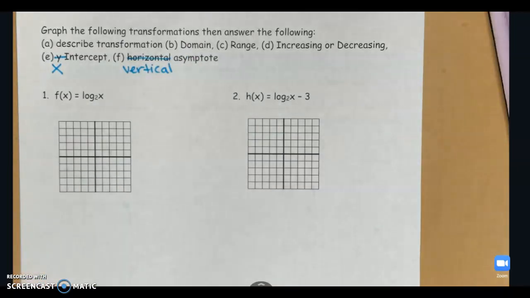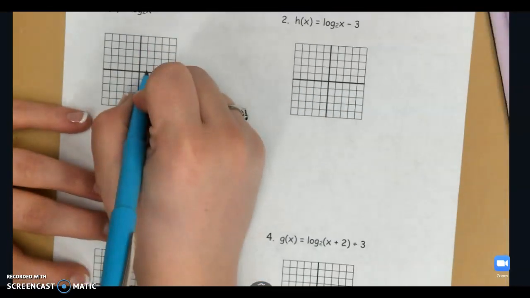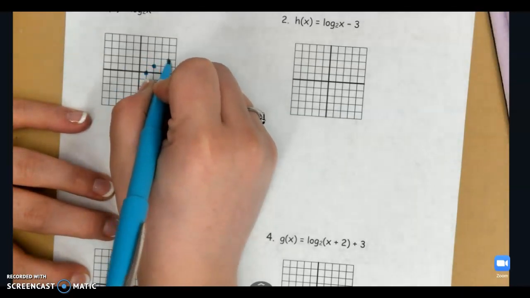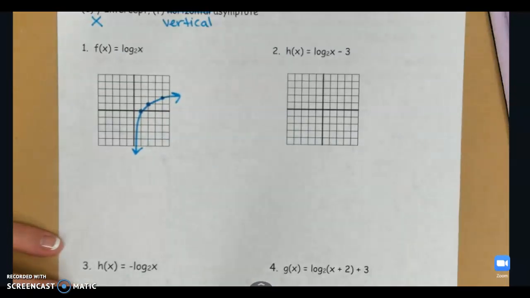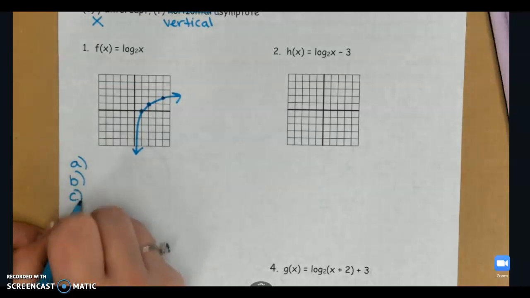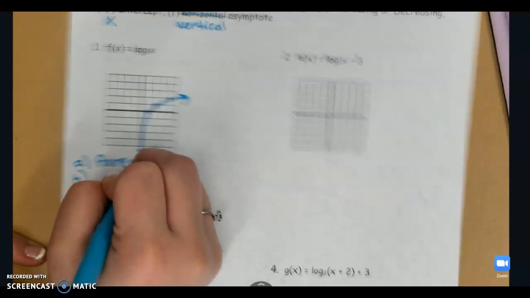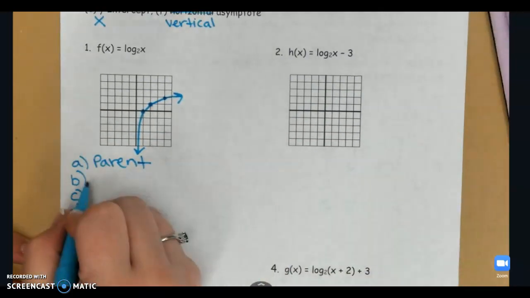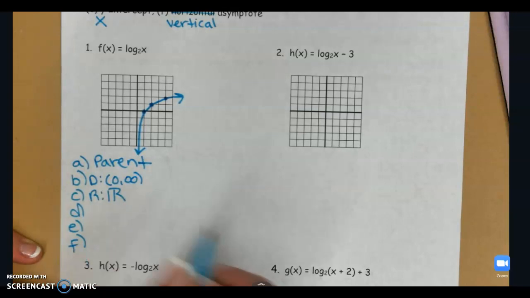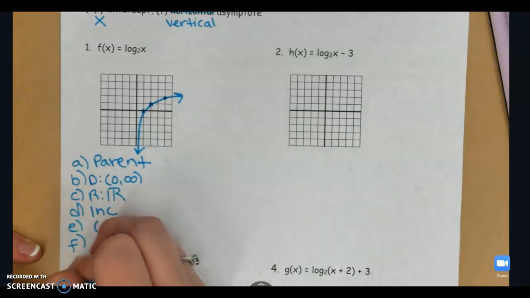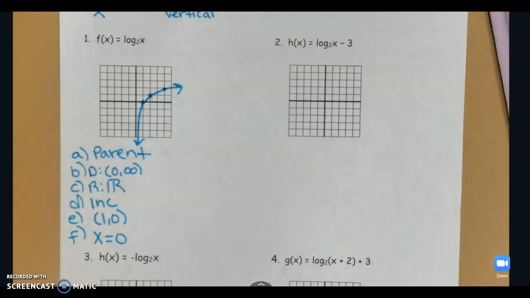So starting with 1, log base 2 of x, this is the same function that we graphed here, so I am going to plot those points, (1, 0), (2, 1), (4, 2), getting close but not crossing the y-axis, and I'm going to start filling in my characteristics. So this is my parent function, so I don't have any transformations just yet. My domain is positive numbers. My range is all real numbers. I am increasing. My x-intercept is at (1, 0), and I have a vertical asymptote at x equals 0. This is all stuff we established on the front page.